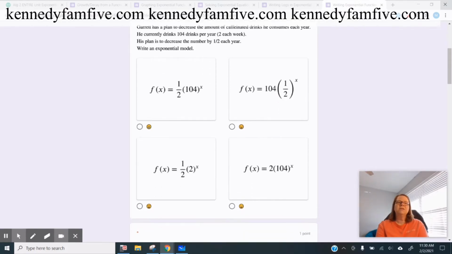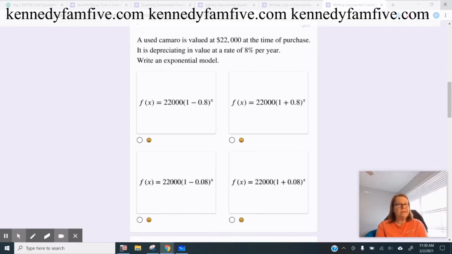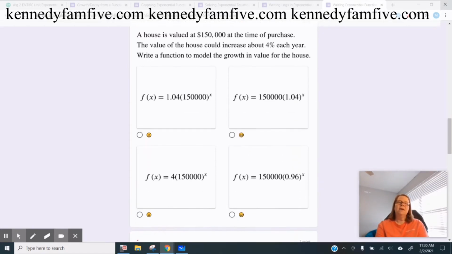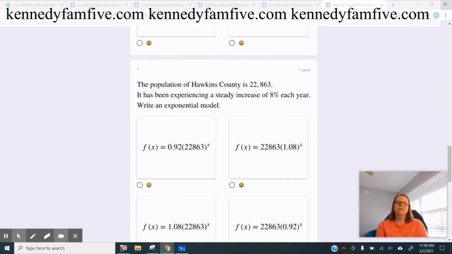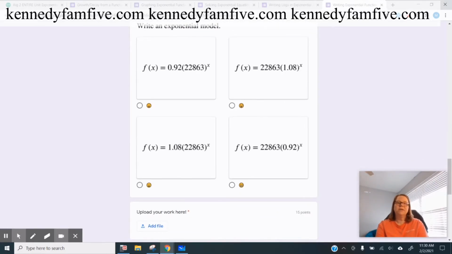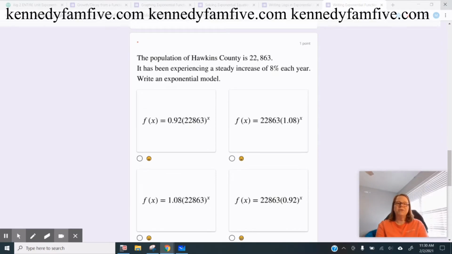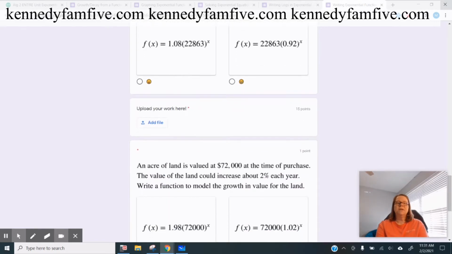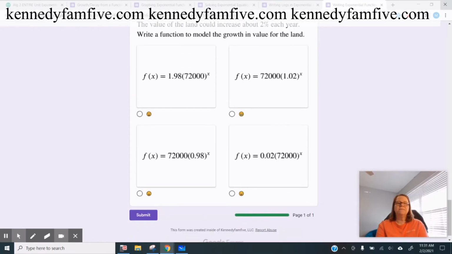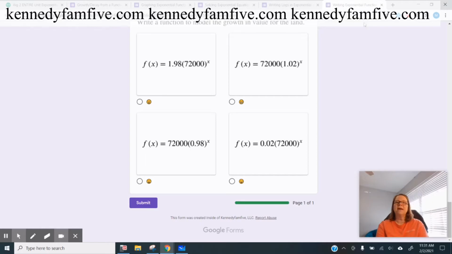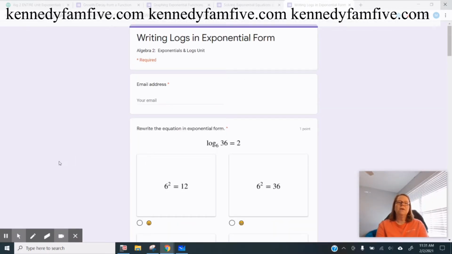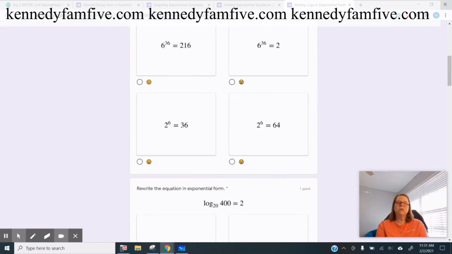Writing the function. So we have some just pretty straightforward, I think, word problems, I guess you would say. And just making sure they're clear on how to write the percents for one thing, understanding increasing, decreasing as far as growth and decay. Little bits and pieces, you know how it works. All right, writing logs and exponential.